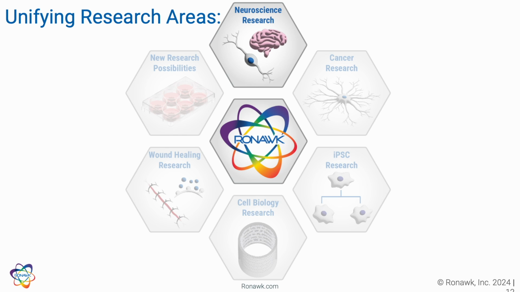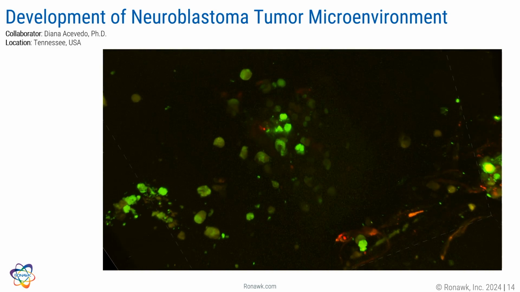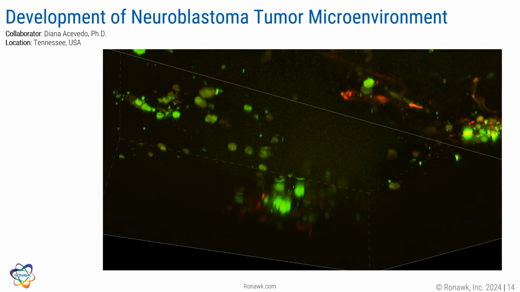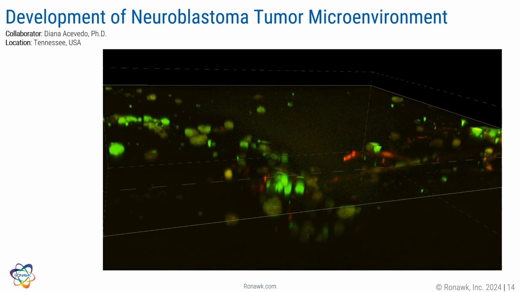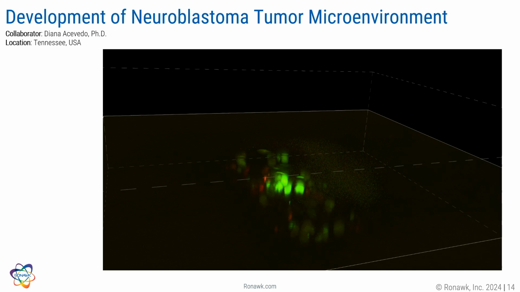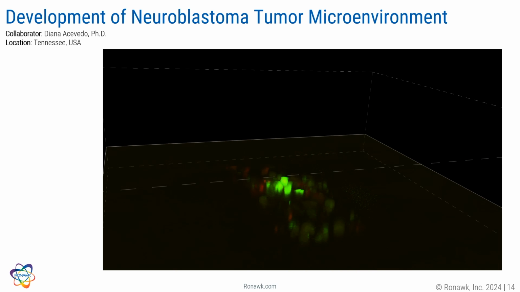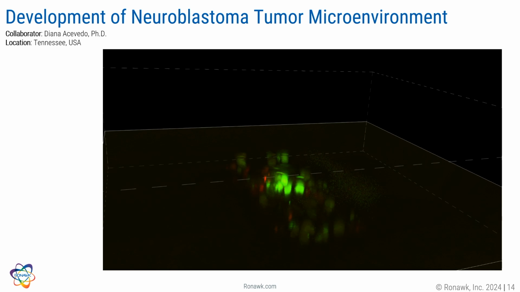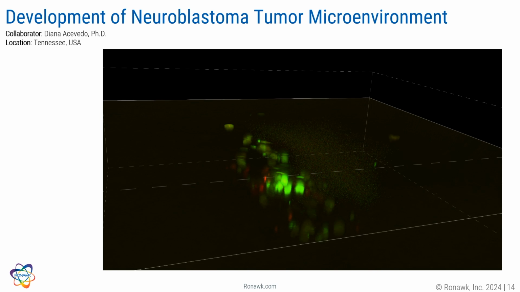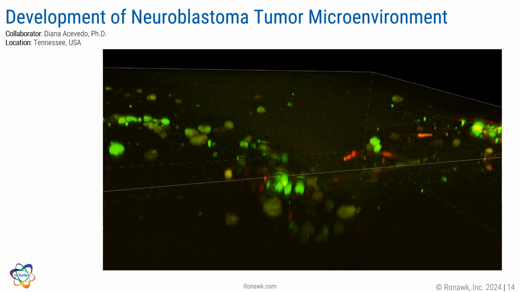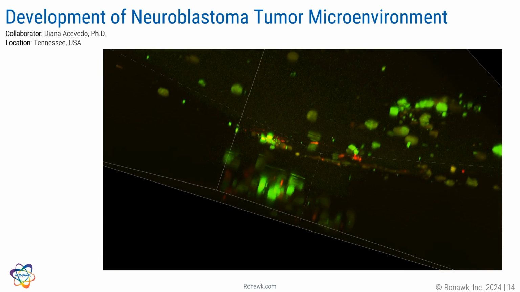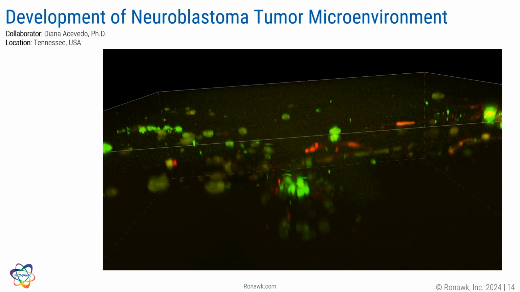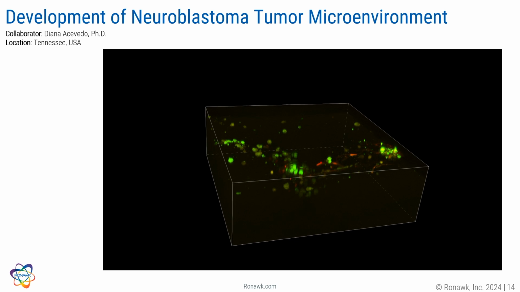With neuroscience, if you guys were at Dr. Diana Acevedo's talk, she talked about how she used our product to develop a tumor microenvironment using neuroblastoma cells and Schwann cells. And some of the things that maybe she didn't mention there is that this is an AXR confocal imaging. And this Z-stack is showing only 1/4 of the entire block at approximately 1% of the entire block in terms of the Z. So this is just the penetration that our current microscope has.